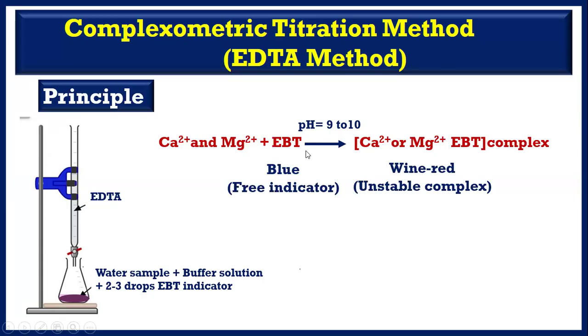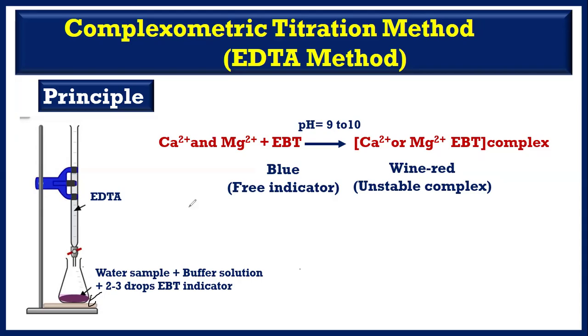As we add EBT indicator to the hard water sample at pH 9 to 10, since it is hard, the calcium and magnesium ions are present in the water. So the color of the solution becomes wine red. Why does it become wine red here? Due to the formation of the calcium and magnesium EBT complex.